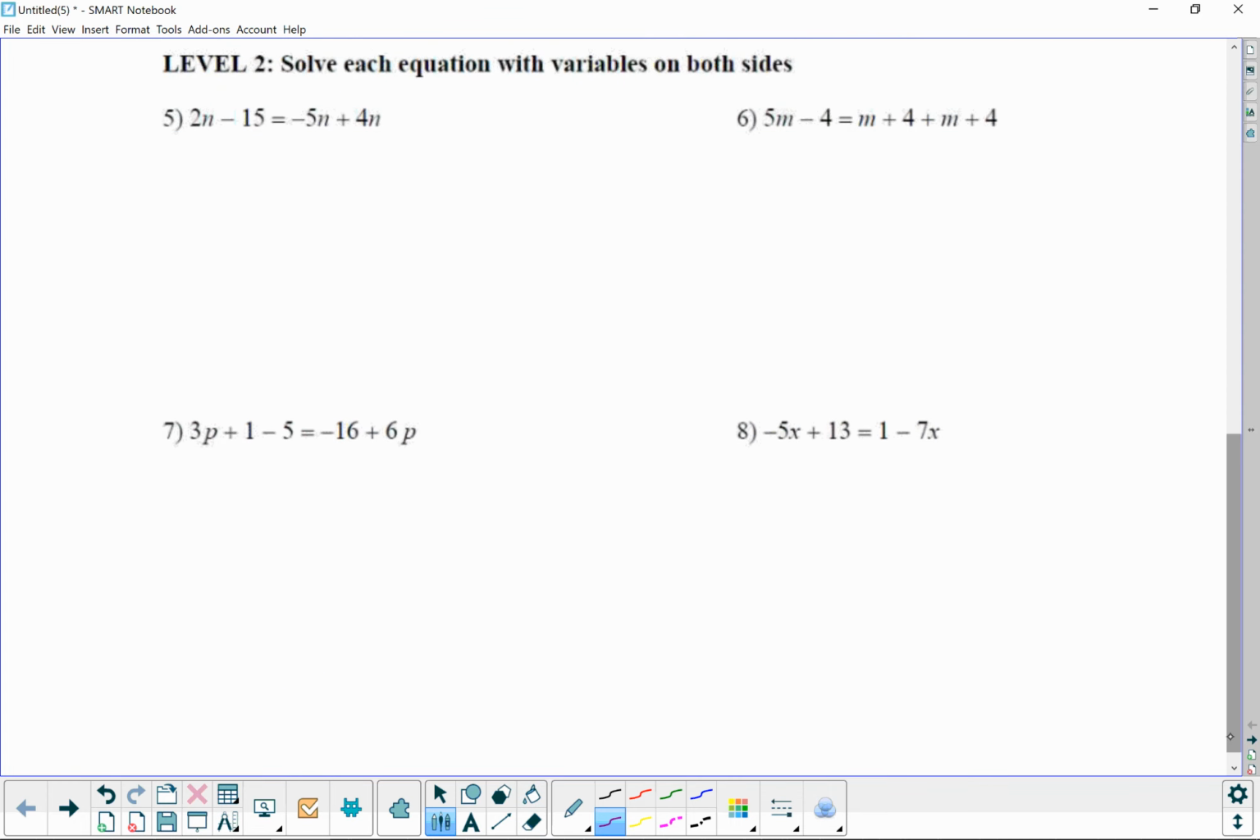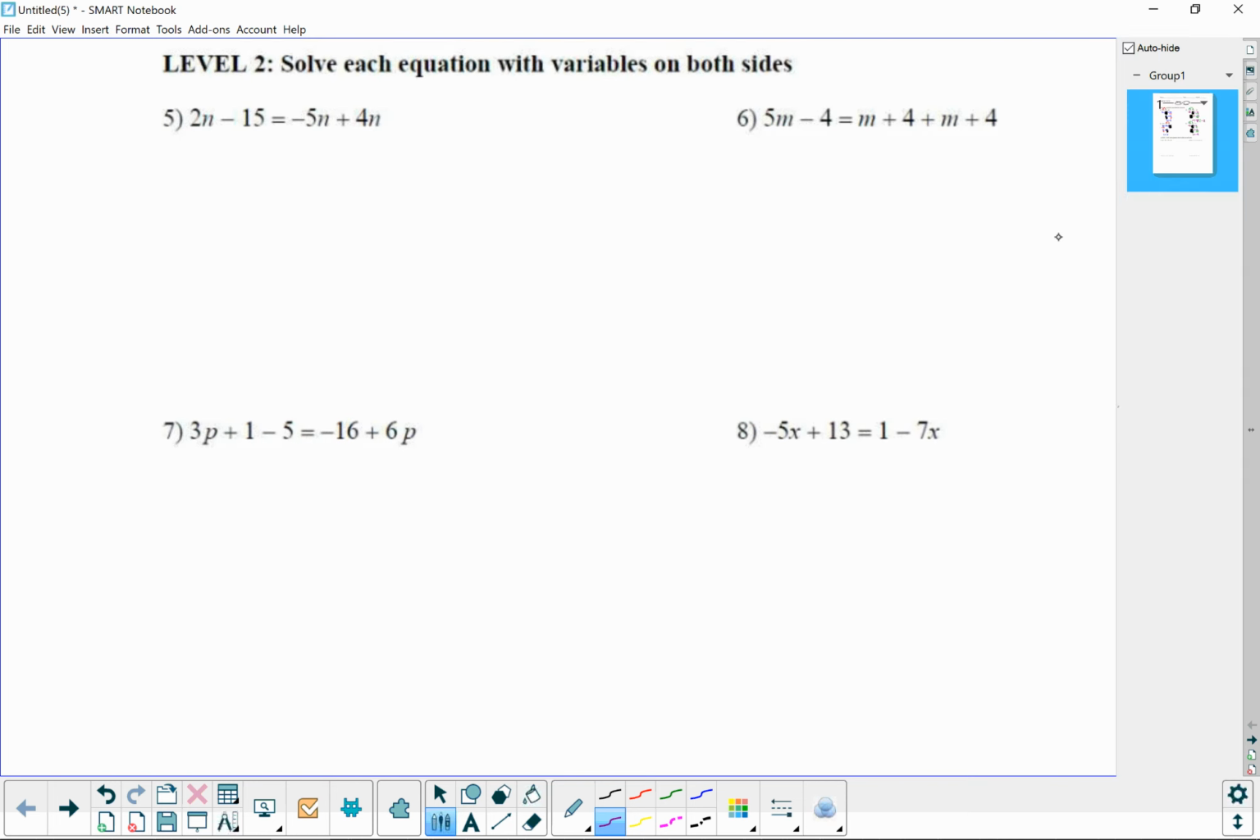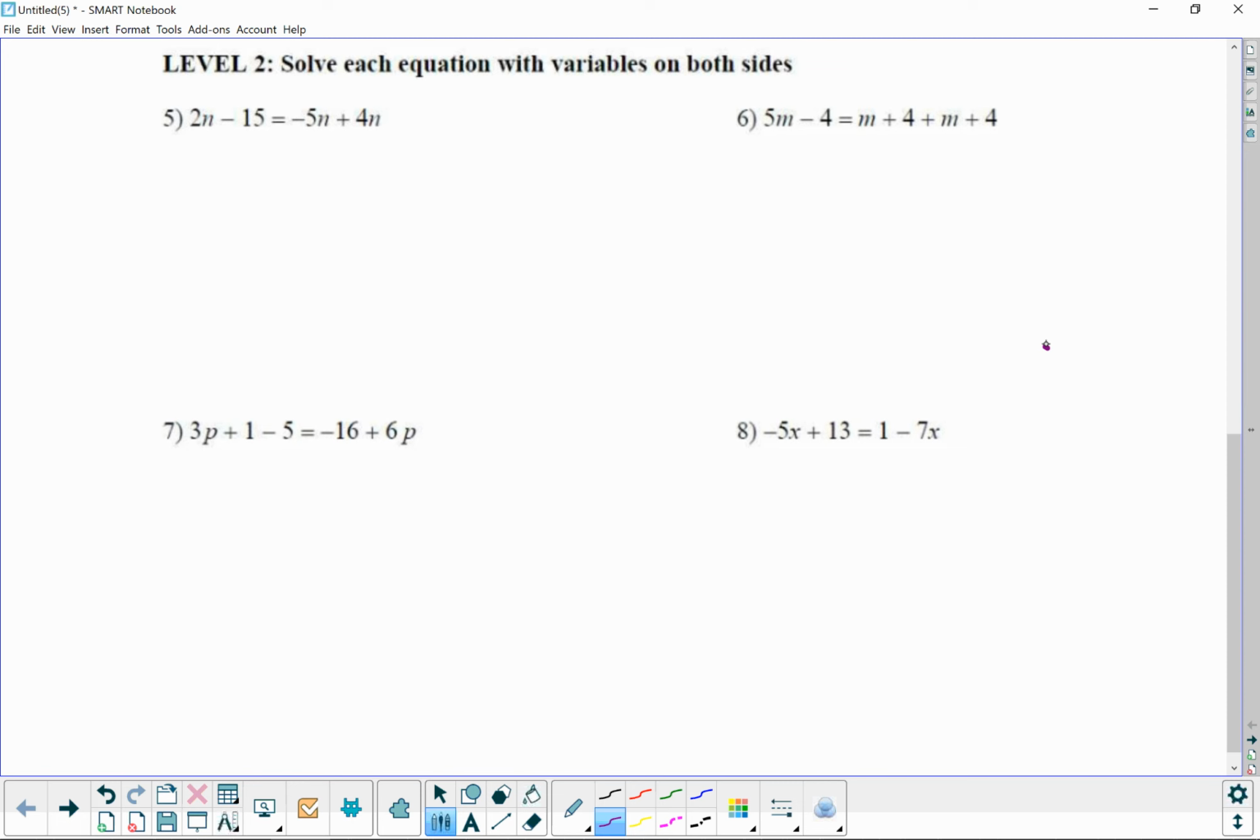Level 2, solve each equation with variables on both sides. And I think that's the only one. There's no backside. Nope, there is not a backside. Okay, so let's get started on this. I do 4 different colors. Use red and black on this one.